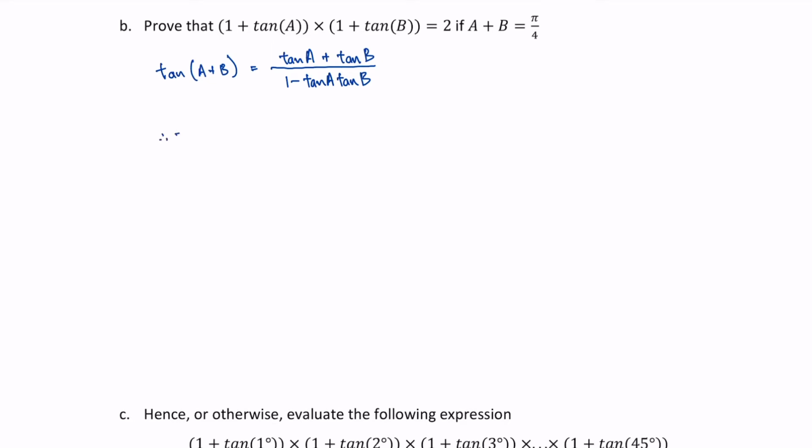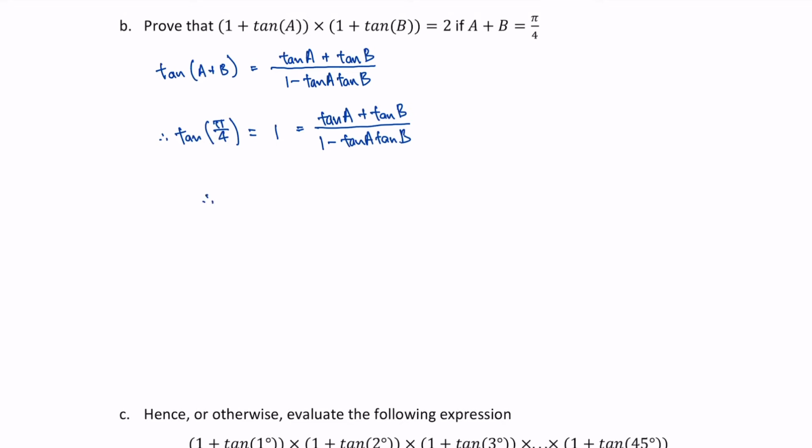Great. Now, we know that A plus B is equal to pi on 4, so we can say, therefore, tan of pi on 4 is equal to 1, that's one of the identities we remember. If we just write this down one more time, we can rearrange. So now we're going to cross multiply. So we're going to multiply both sides by 1 minus tan of A tan of B.